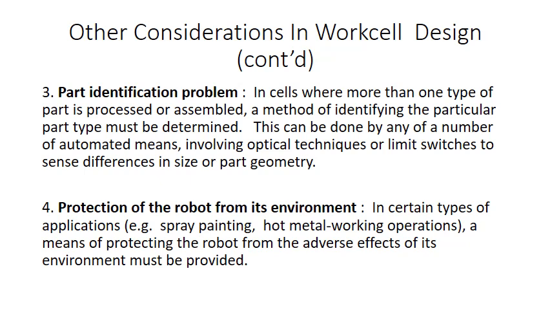Three, part identification problem. In cells where more than one type of part is processed or assembled, a method of identifying the particular part type must be determined. This can be done by any of a number of automated means involving optical techniques or limit switches to sense differences in size or part geometry. Four, protection of the robot from its environment. In certain types of applications, for example spray painting and hot metal working operations, a means of protecting the robot from the adverse effects of its environment must be provided.